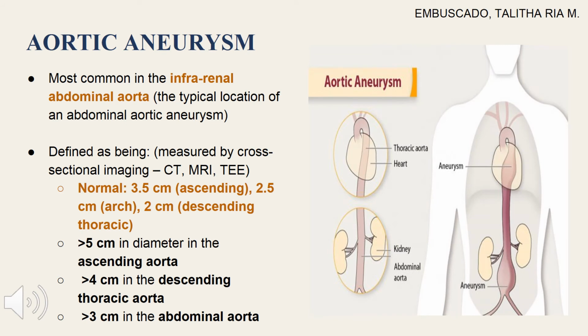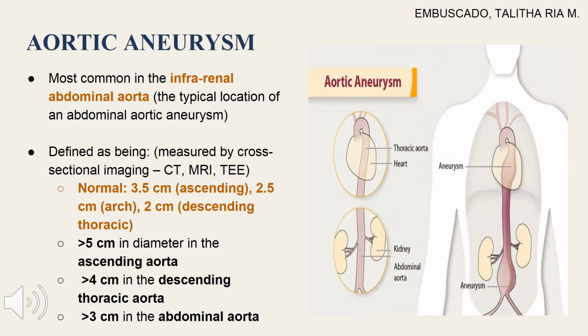Another differential diagnosis is aortic aneurysm. Atherosclerotic aortic aneurysms are most common in the infrarenal abdominal aorta, which is the typical location of an abdominal aortic aneurysm. However, while thoracic aneurysms are less common, they have an increased risk of mortality due to its risk of rupture or dissection.